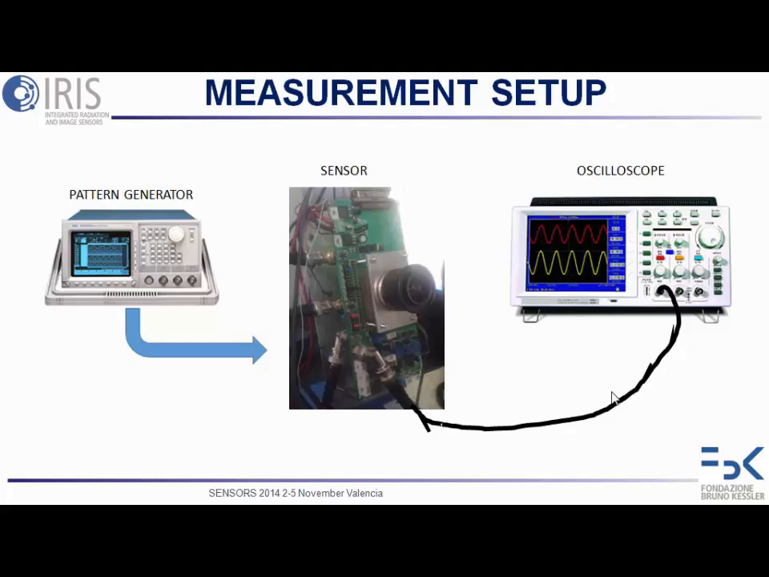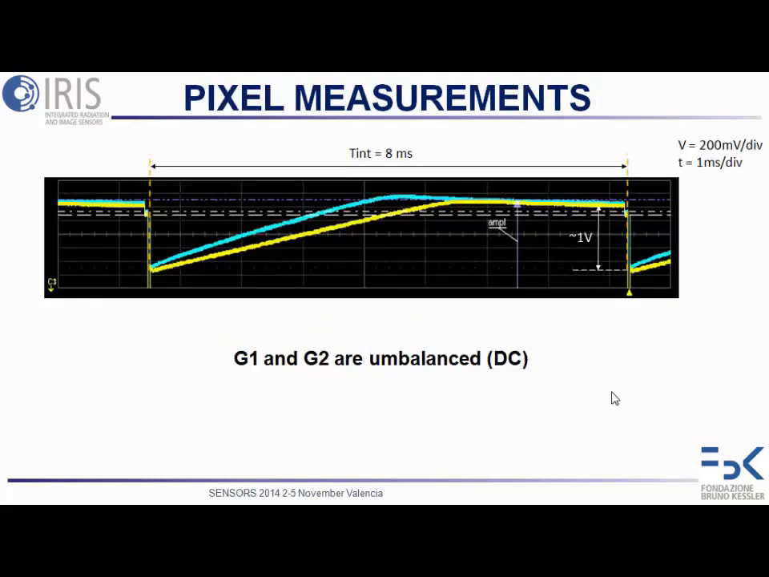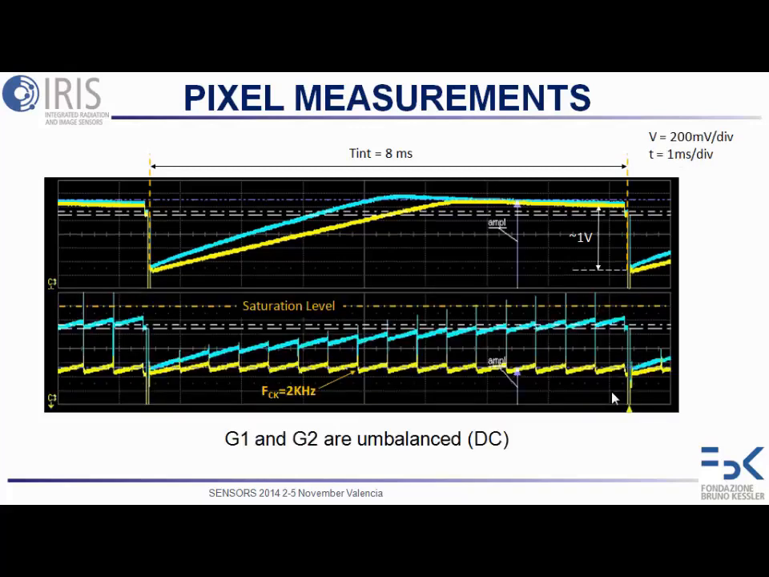So looking at the measurement, I first want to understand the behavior of the pixel, and this is the actual measurement I did. I forced the two transfer gates to have a different DC voltage, and what I have here is the output of the two floating diffusions, which saturate quite early during the integration time. So applying the compensation circuit, we can see that the pixel behaves quite well.